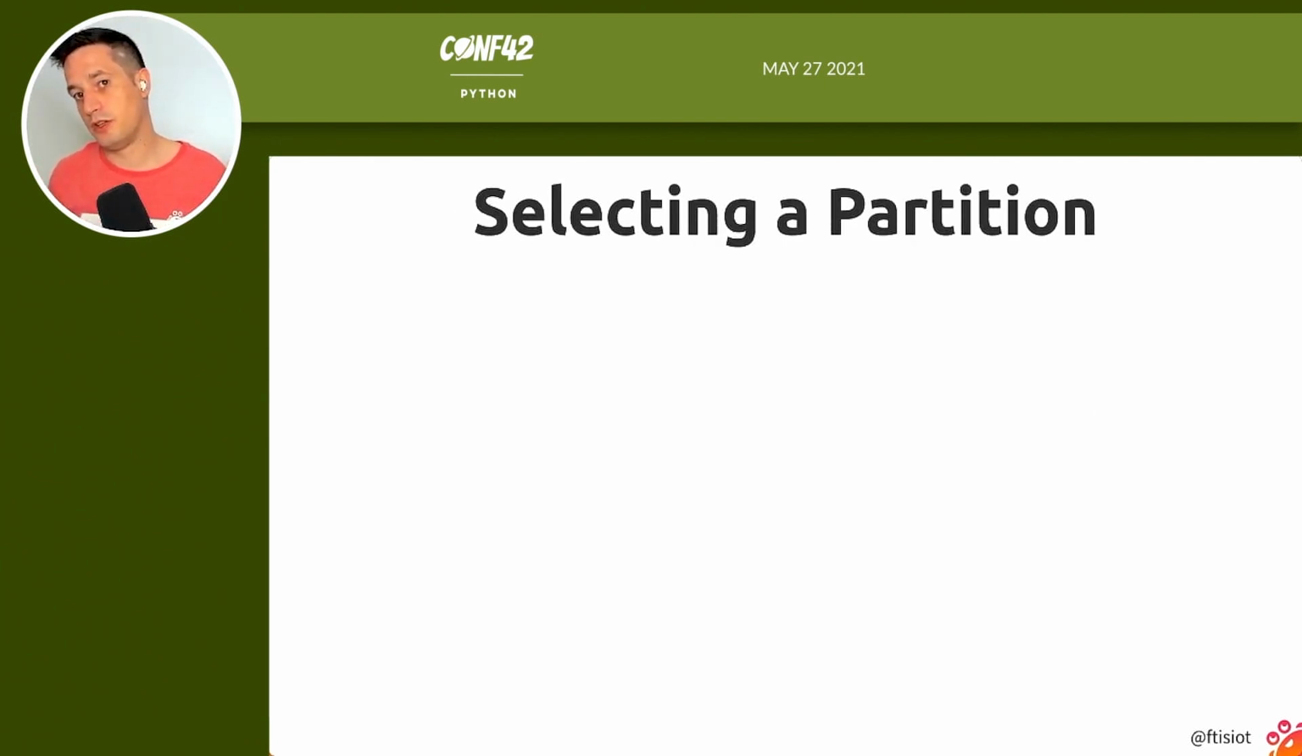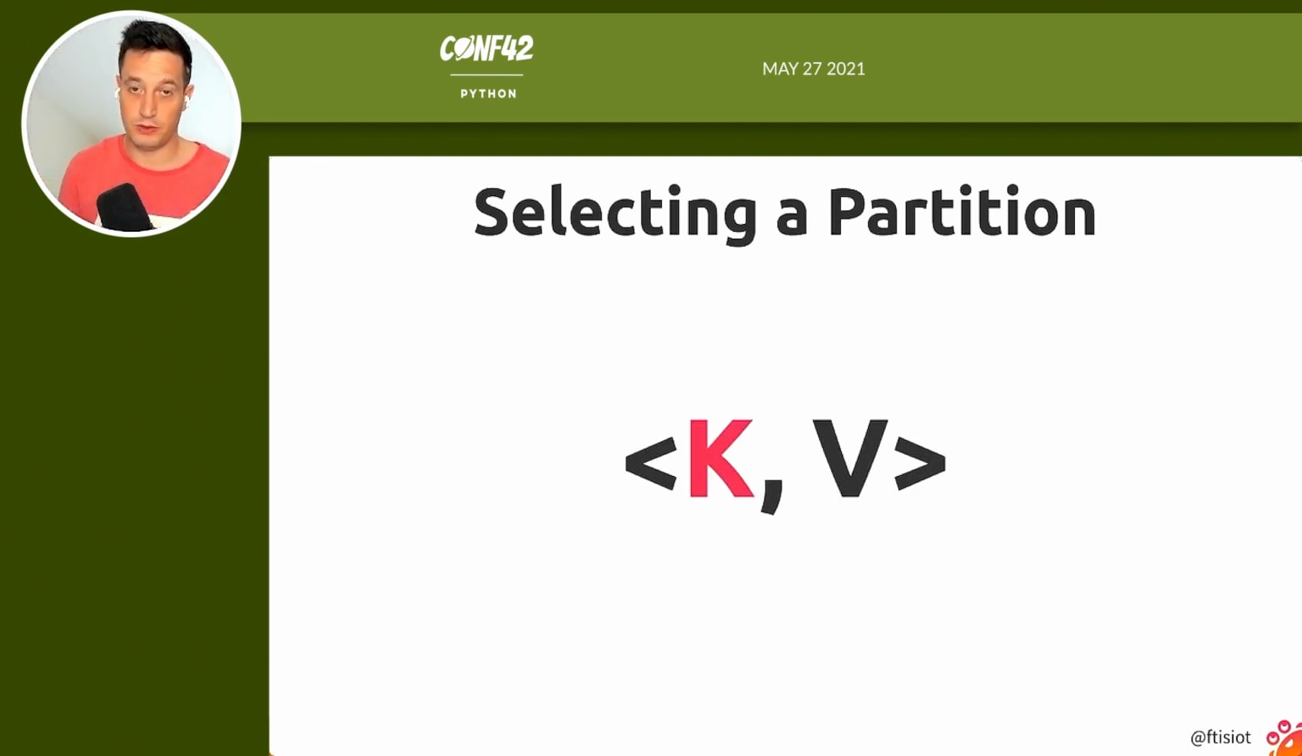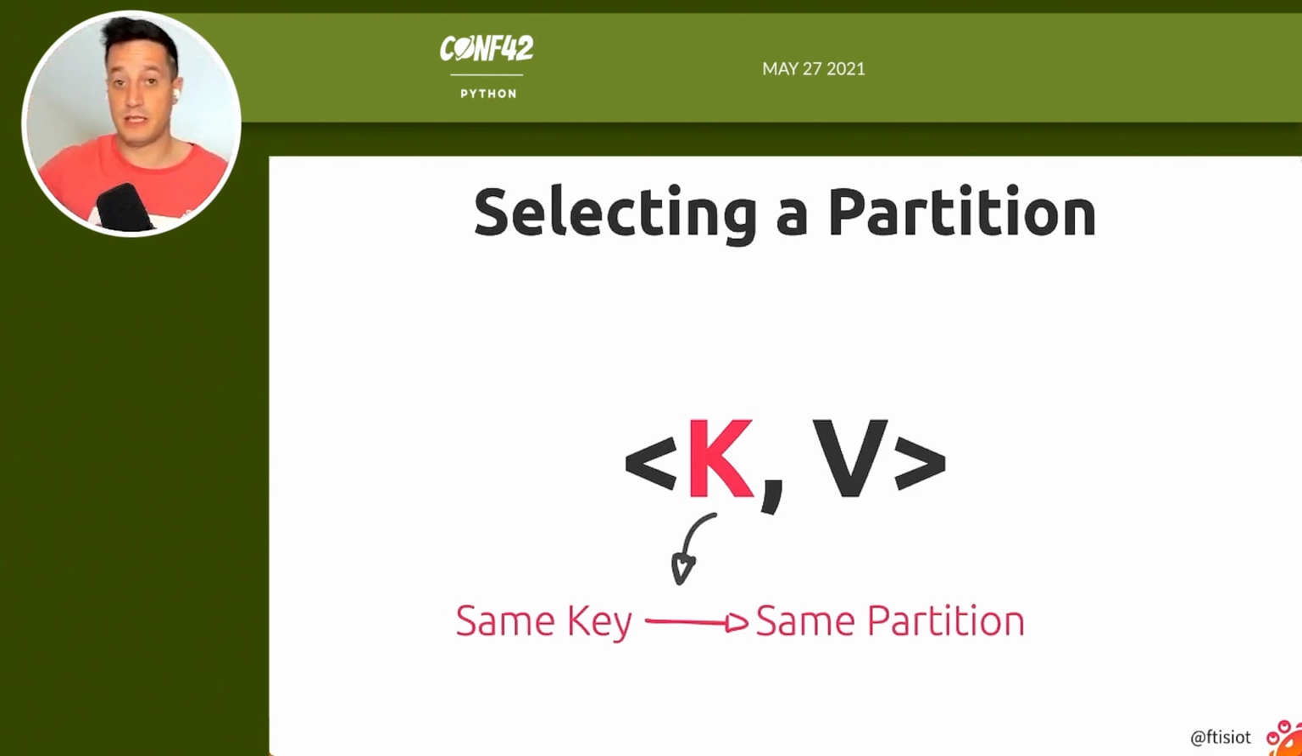So we understood that partitions are good. How do you select a partition? Well, usually it's done with the key component of the message. And what Kafka does by default is that it hashes the key and takes the result of the hash in order to select one partition, ensuring that messages having the same key always land in the same partition.